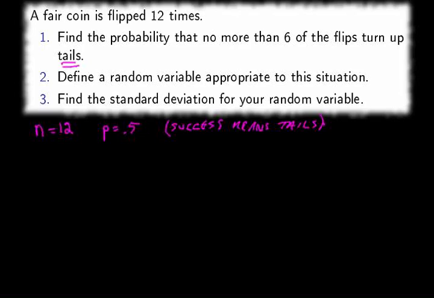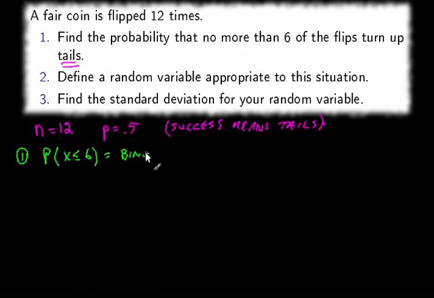Once we've identified this as a binomial distribution, then we can start answering the questions. Find the probability that no more than 6 of the flips turn up tails. So we're looking for the probability of no more than 6. That means up to 6 coins turn up tails.